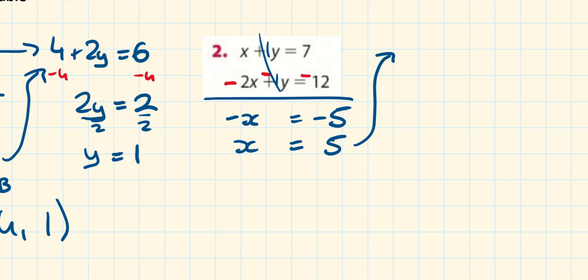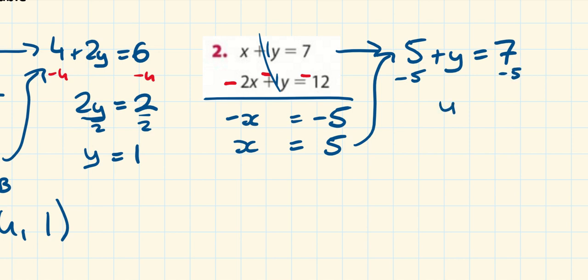Same as before, now we're just going to sub it back into one of our original equations. We've got 5 plus y equals 7, minus 5 from each side. We've got y equals 2. Okay, it's very simple. We've got 5, 2.